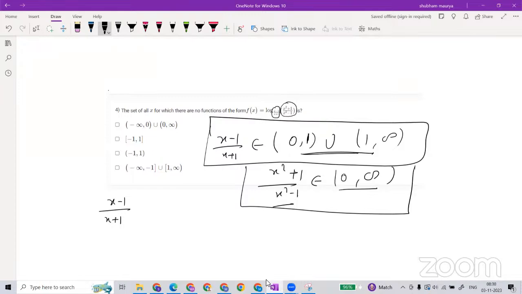First, if we were to solve for the base of logarithm, then x will not take negative values. Correct, sir?